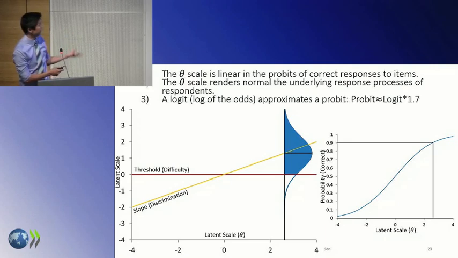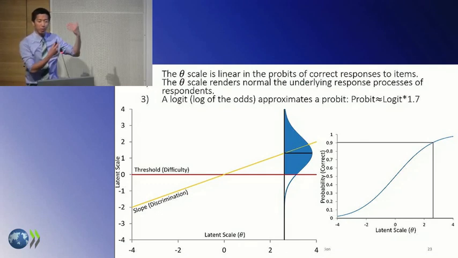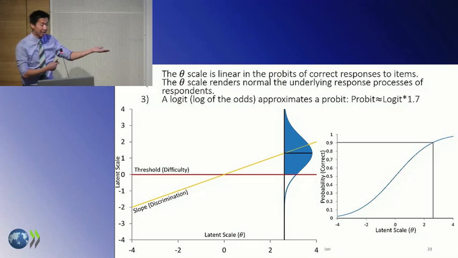And then third, a logit, a log of the odds, which is what underlies all the IRT models that they showed, approximates a probit. And so this motivates that crazy model that we saw, that there is some normal response process underlying all of this. And theta, if the model fits, provides the scale in which it's linear in the probits or linear in the logits, and renders the response process distribution either logistic or normal, which are very, very close distributions.